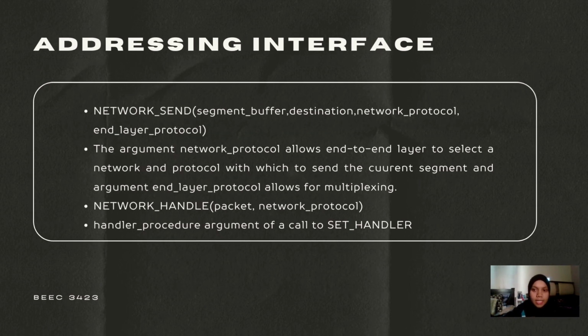So next, as we can see from the slide, there is an example of network segment buffer, destination, network protocol, and layer protocol. These are the arguments of the network protocol that allow the end-to-end layer to select a network and protocol with which to send the current segment, and the layer protocol argument allows for multiplexing. So next is network handle, packet network to protocol. This one is the argument handler procedure to call a set handler.